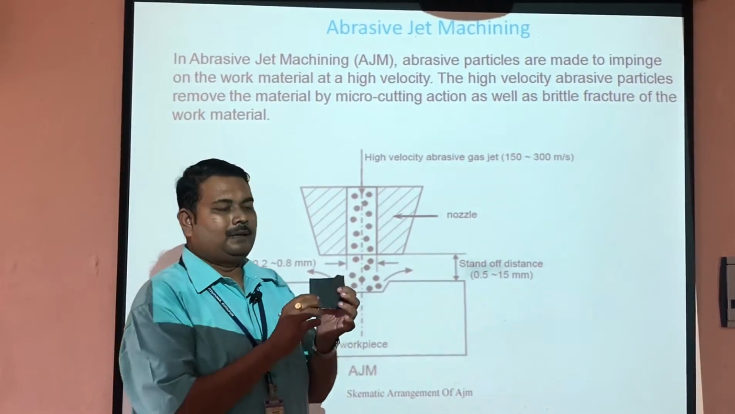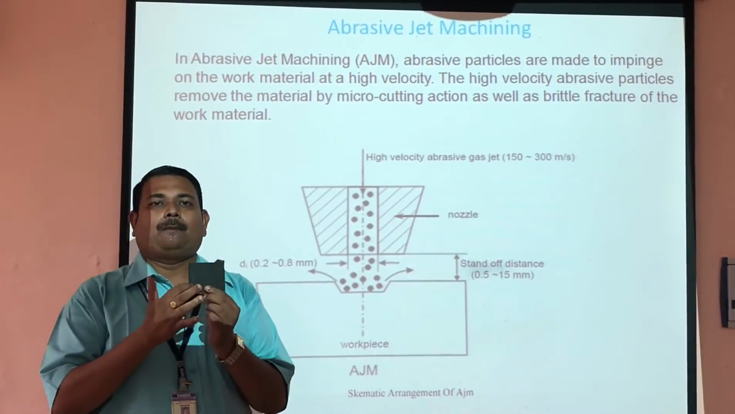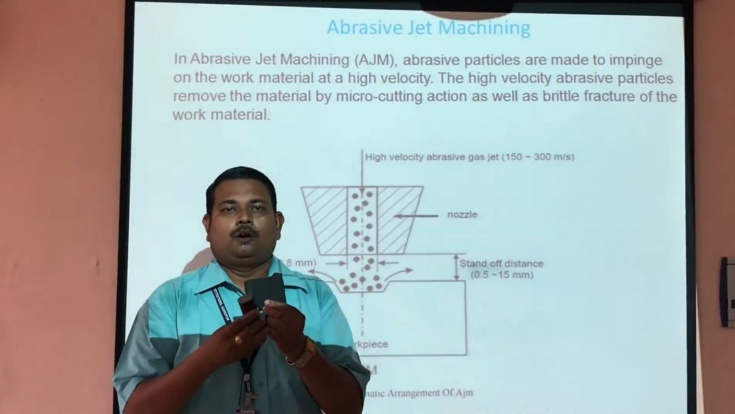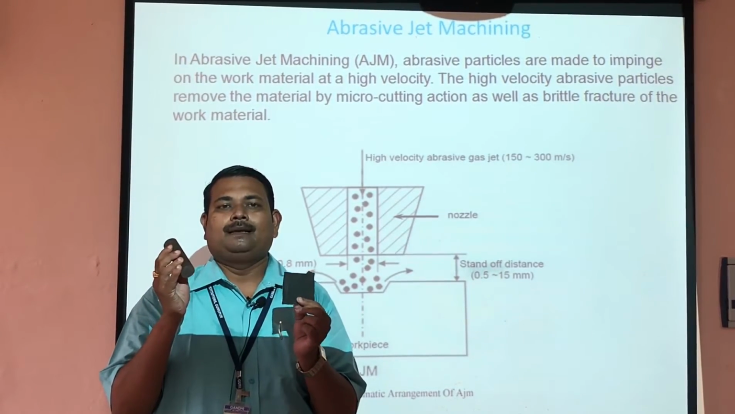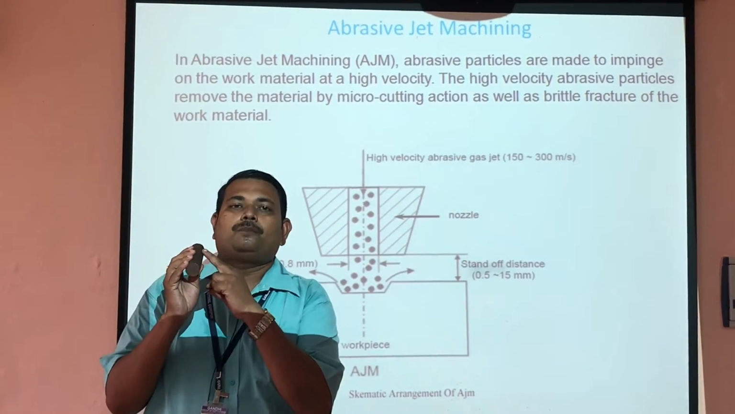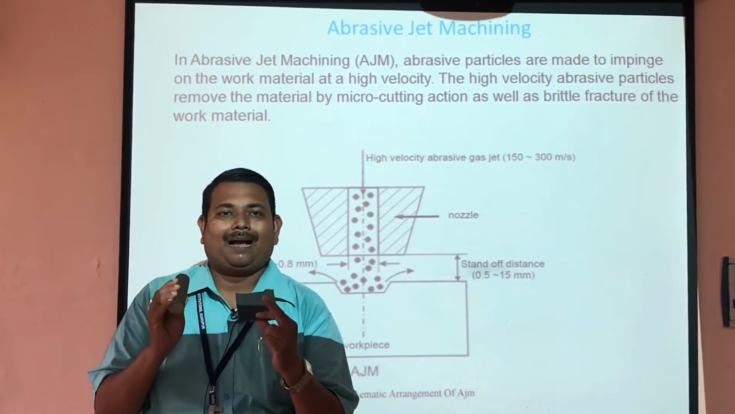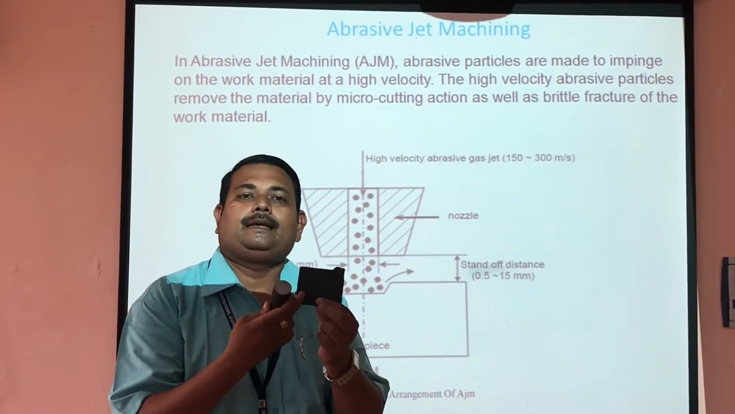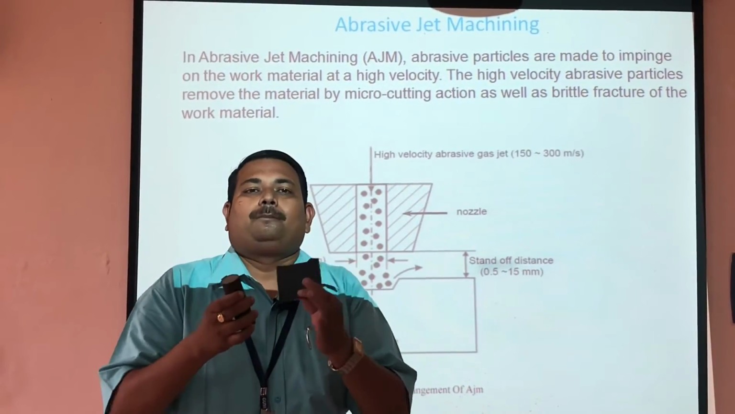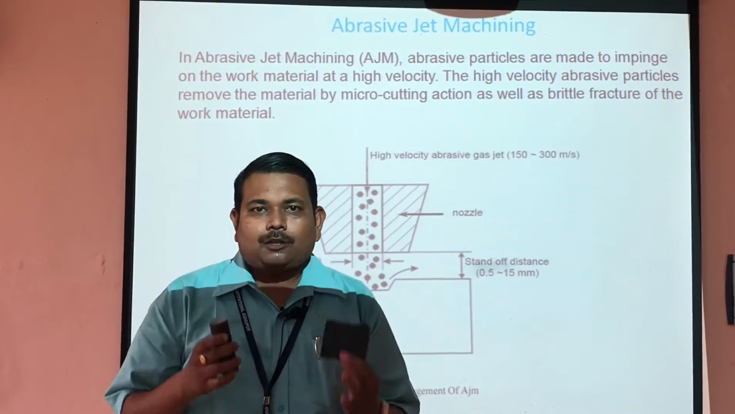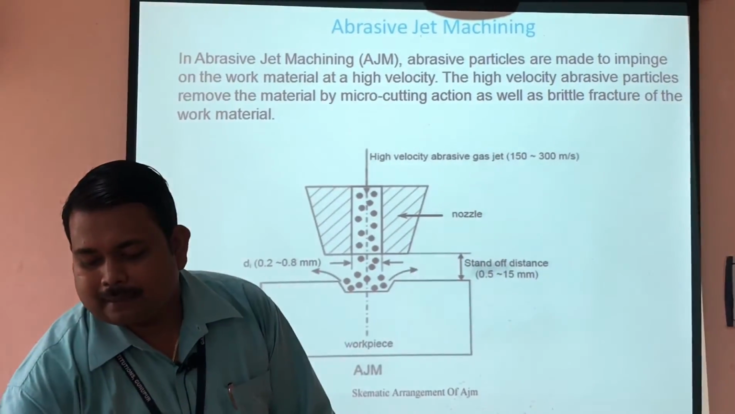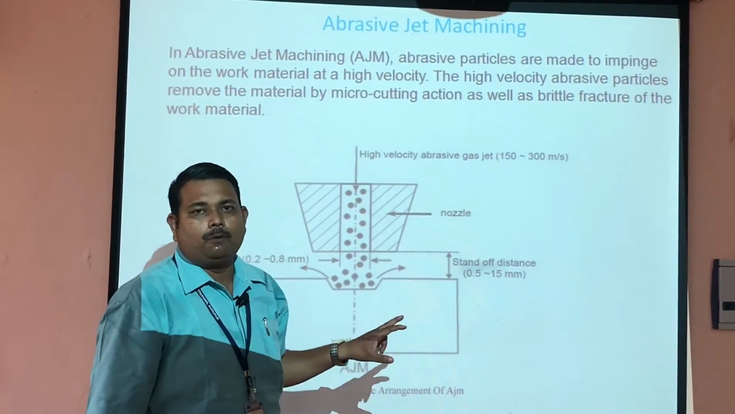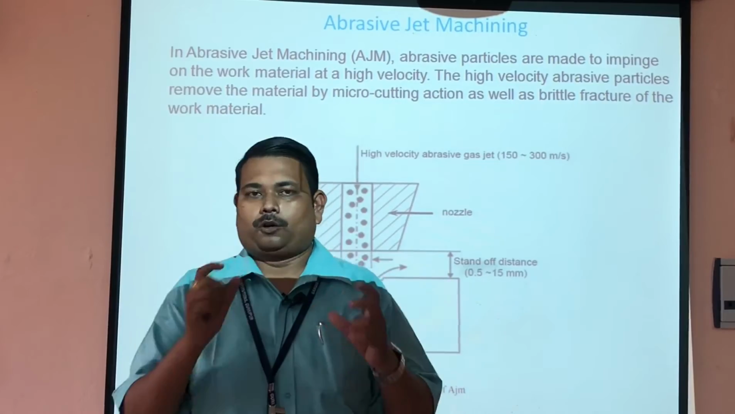I am holding sandpaper, where the abrasive particles are present. When I rub this sandpaper upon the surface of a workpiece, I can see that some material is removed by the sliding action of the abrasive particles present in the sandpaper, which gives the metal removal. So from that concept, abrasive jet machining came into the picture, where abrasives are nothing but minerals having cutting edges.